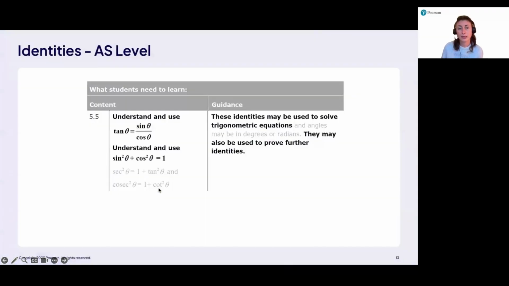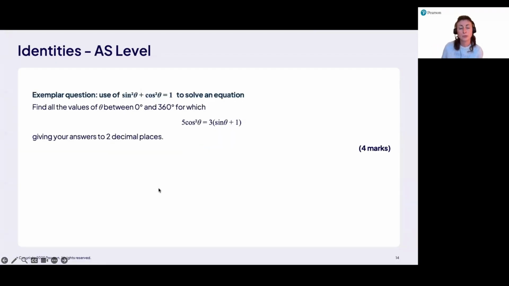Okay, so here's our first section, identities. Looking at the specification, we're going to start with AS or year one, so you can see in bold what they need to know. And I would say identities is a really good example of where the year two builds on the year one. So a strong foundation in this is really, really crucial.